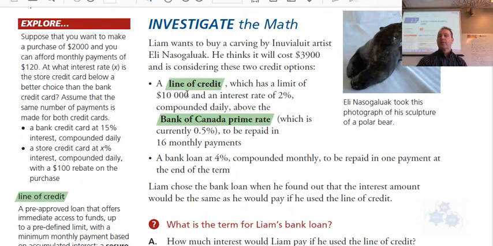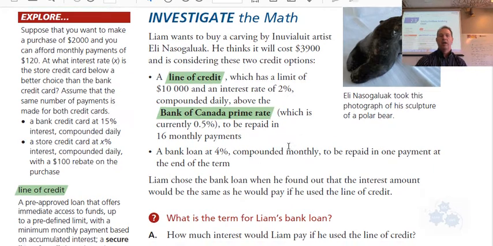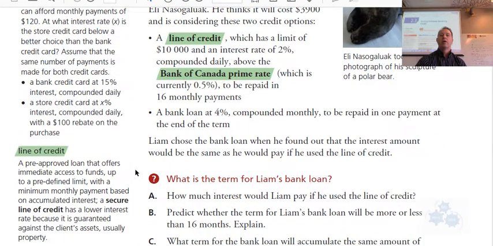So a line of credit, which has a limit of $10,000, an interest rate of 2% compounded daily, and that is 2% above the Bank of Canada prime rate, which is currently 0.5%, let's say, to be repaid in 16 monthly payments. Okay? So what is a line of credit before we move on here?